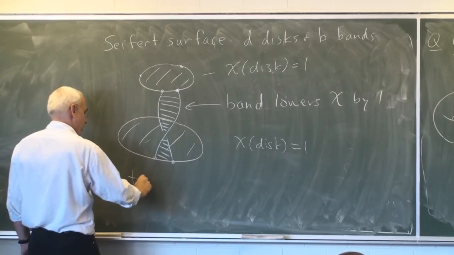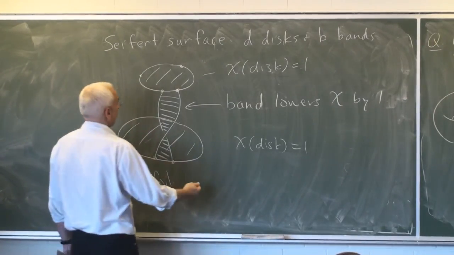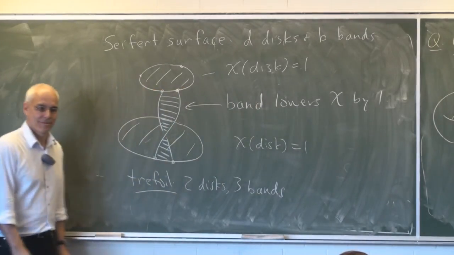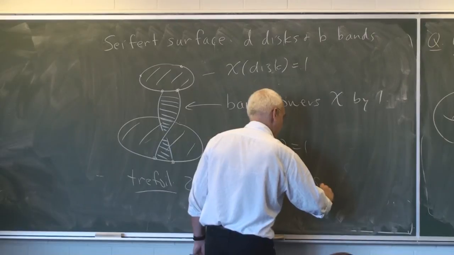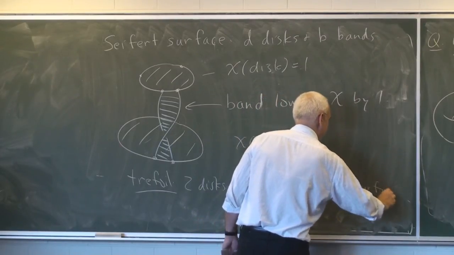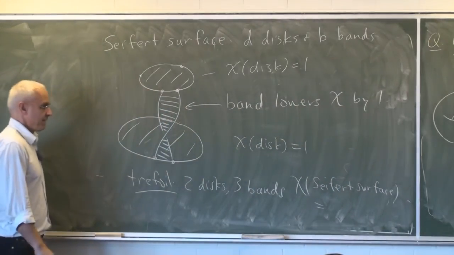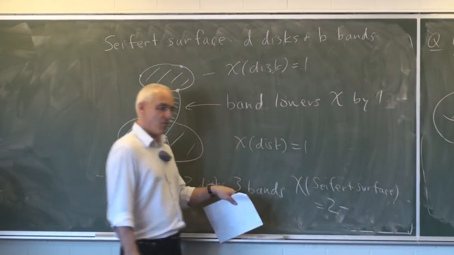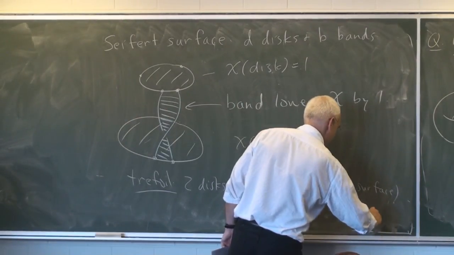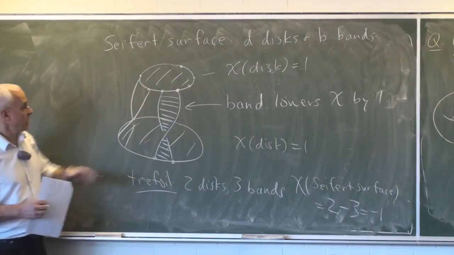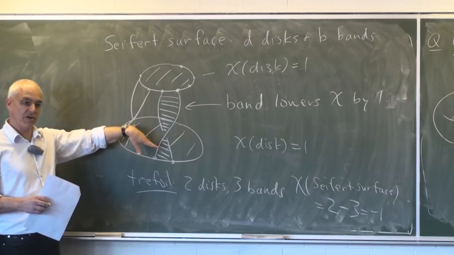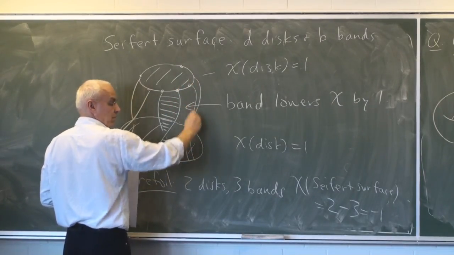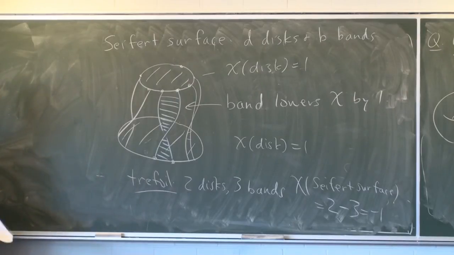So for the trefoil, we had 2 disks and 3 bands. So the Euler number of the Siefert surface was equal to 1 plus 1, which is 2, minus 1 for every band, minus 3, so minus 1. When we originally start, these 2 disks themselves have an Euler characteristic 2, adding 1 band brings it down to 1, adding another band brings it down to 0, adding the 3rd band brings it down to minus 1. So the Euler characteristic of the Siefert surface is minus 1.